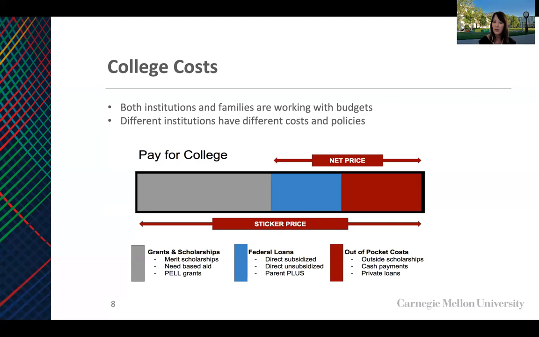And then your out-of-pocket costs, which are the reds, those are any outside scholarships, cash payments, private loans. So anything that you would need to look for to meet the difference, right? So if you're getting all your grants, your scholarships, your federal loans, but there is still a difference in what is owed to the university, that's where it would be your out-of-pocket costs. So that could be cash payments, it could be private loans, or that's where you will look for outside scholarships to bridge that gap between the actual cost and what's coming out of your pocket. So that's just a little bit about this bar and the difference between the net price and the sticker price.